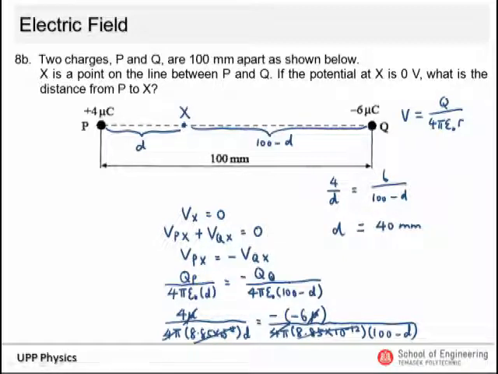So I hope with these two examples, you'll be able to have a better understanding of electric field and electric potential. Thank you.